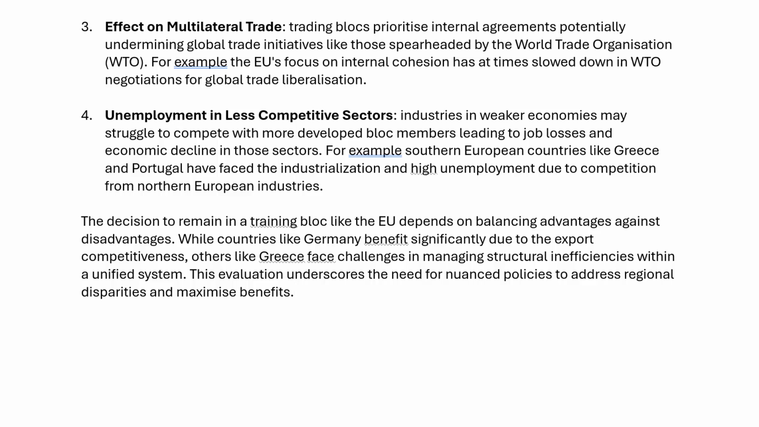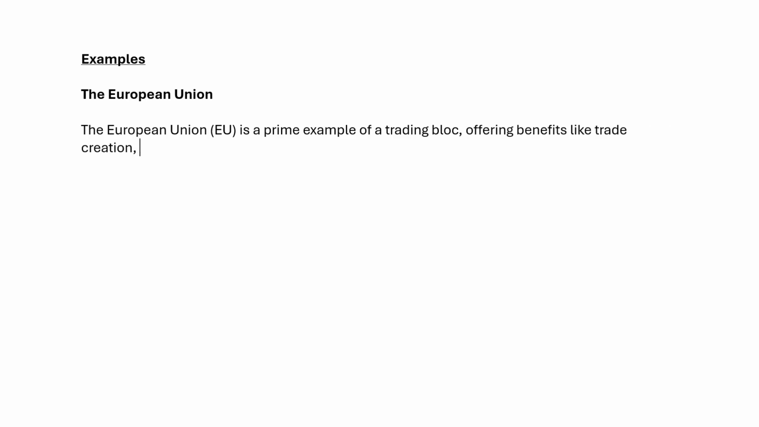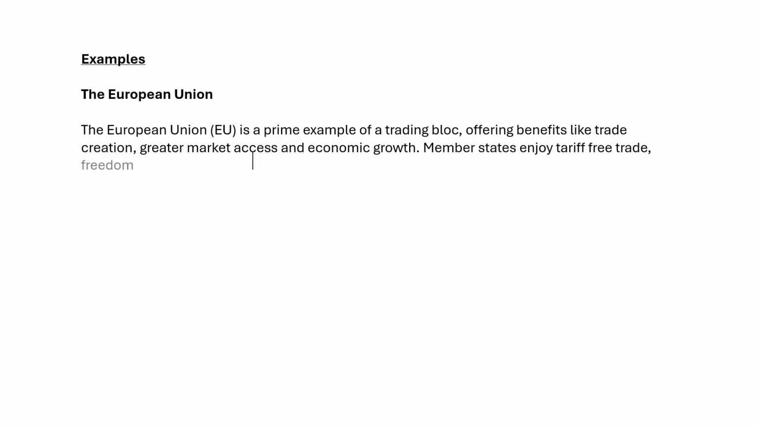Okay, so just to finish up, we obviously are going to have an example, and one of the most obvious ones that comes to mind is really the EU. The European Union is a prime example of a trading bloc, offering benefits like trade creation, greater market access, and economic growth. Member states enjoy tariff-free trade, freedom of movement for workers and goods, and reduced transaction costs from Eurozone countries.